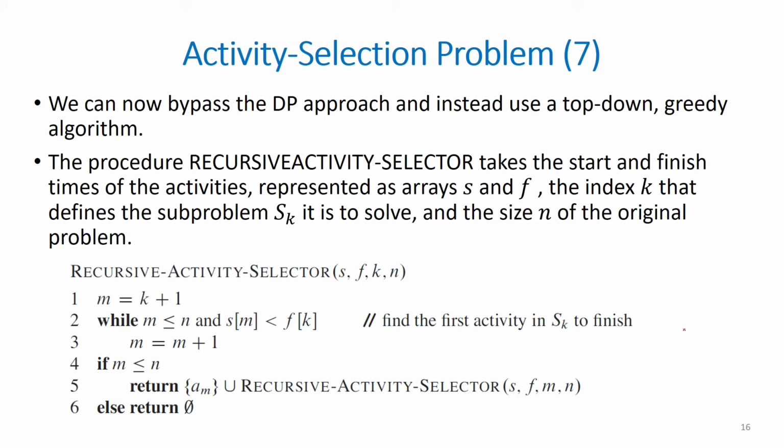So the top-down greedy approach is shown in this pseudocode. It takes as input the list of starting and finishing times of the n activities and the index k for the subproblem Sk that it has to solve. We can understand this by visualizing its execution on our example.